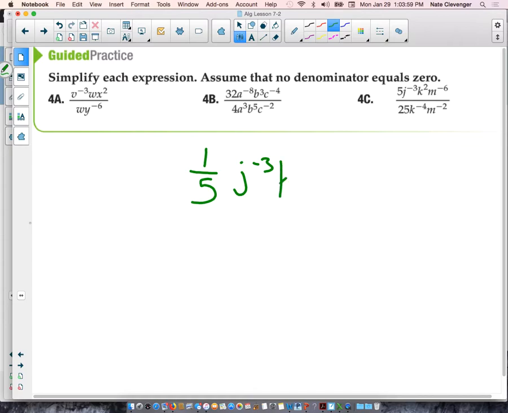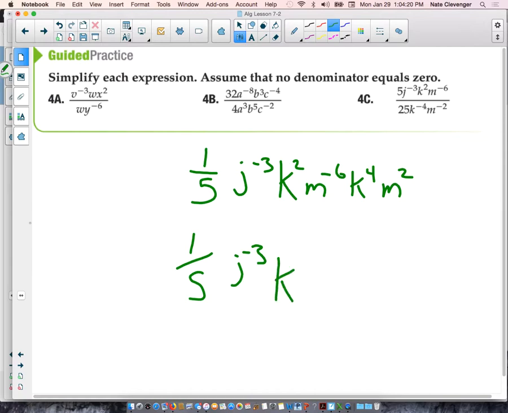Okay, that's what I'm gonna do, is I'm leaving the stuff that's on top the way it is. I already reduced my 5 over 20, 1 over 25 down. The k to the negative fourth becomes k to the fourth when I move it up, and m to the negative second becomes m to the second. So I have 1/5. My j to the negative third is the only one I have for it. K to the sixth, m to the negative fourth.